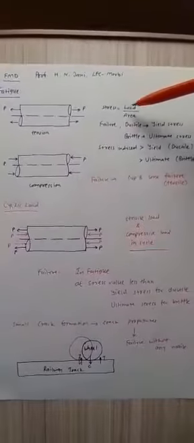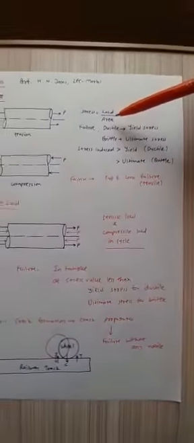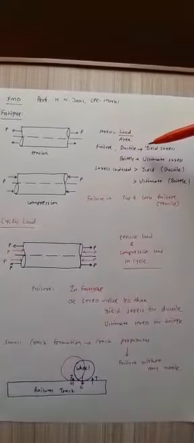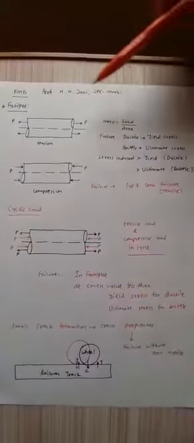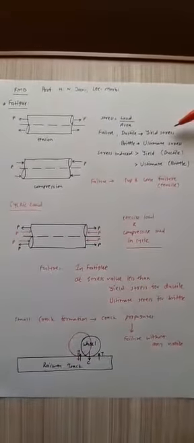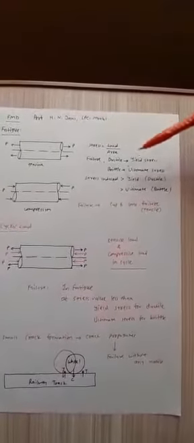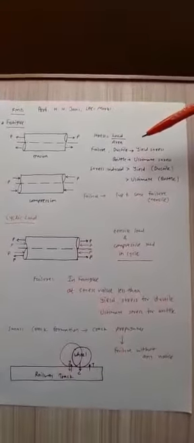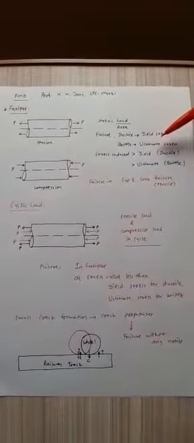As you know, the equation of stress will be load upon area, and the failure of this component occurs, if it is ductile material, when the induced stress is larger than yield stress, and if the material is brittle, the failure occurs when the induced stress is larger than ultimate stress.